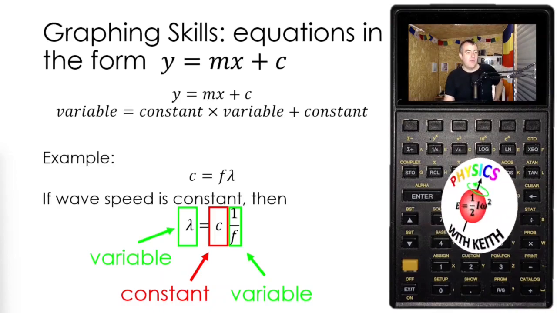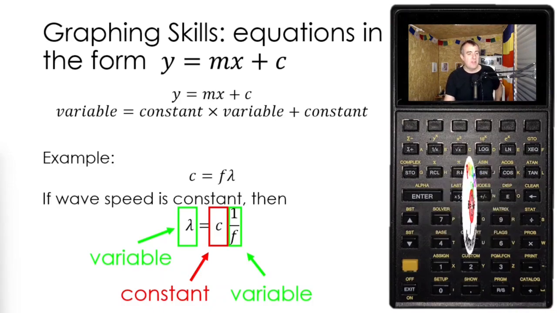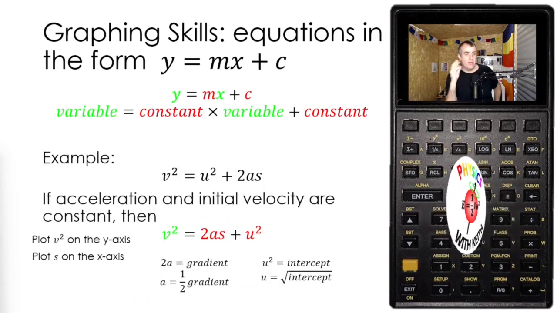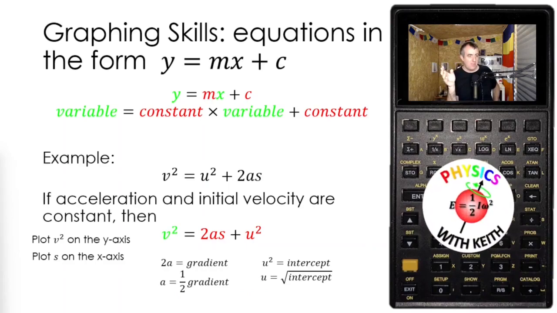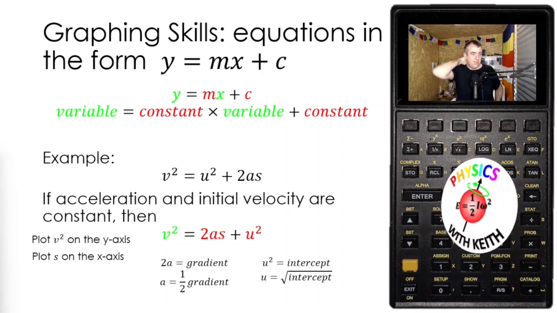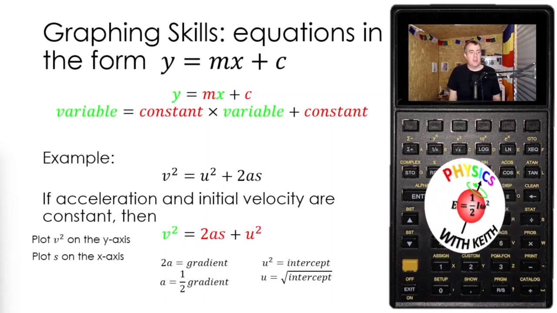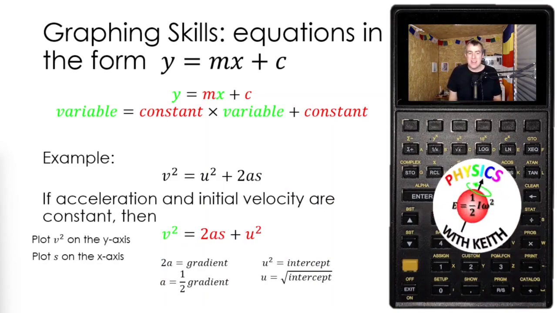Well, that's fine, but so far none of these have had a y-intercept, so let's look at one with a y-intercept. Let's look at v squared equals u squared plus 2as. Okay, well, if acceleration and initial velocity are constant, we're kind of already in this form.